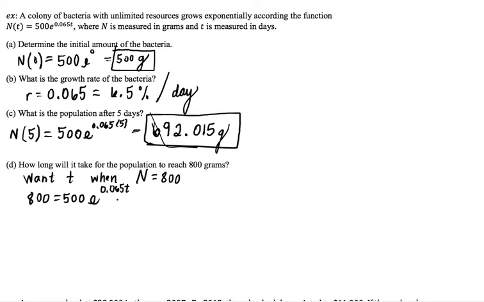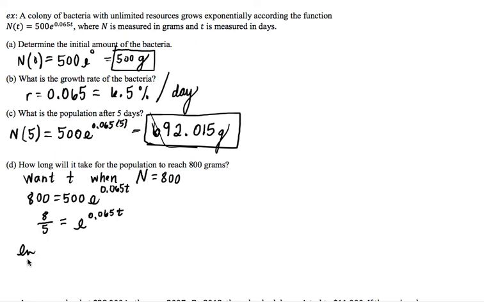And we need to solve this exponential equation for t. So the first thing we're going to do is get the 500 out of the way before taking any logs or anything. So we're going to divide 800 by 500, which is 8/5, equals e to the 0.065 t. Now to get that variable out of the exponent, you can either rewrite this in exponential form or you can take the log of both sides.